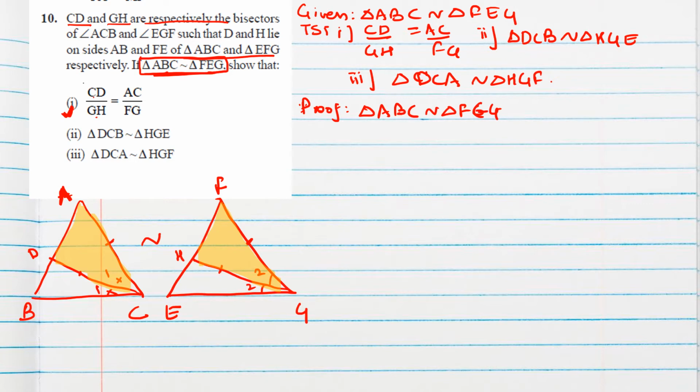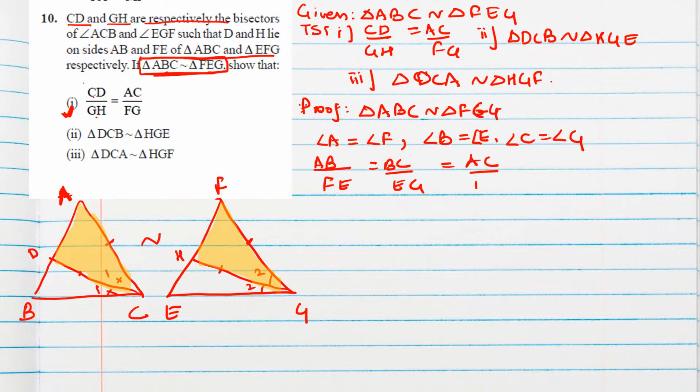Okay, ABC and FEG. So angle A will be equal to angle F, angle B will be equal to angle E, and angle C will be equal to angle G. And all the three sides will be in ratio: AB by FE, BC by EG, and AC by FG. Okay. Now to prove this first part, I told we will consider these two yellow triangles.